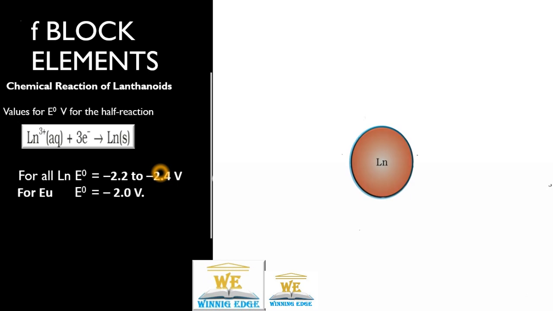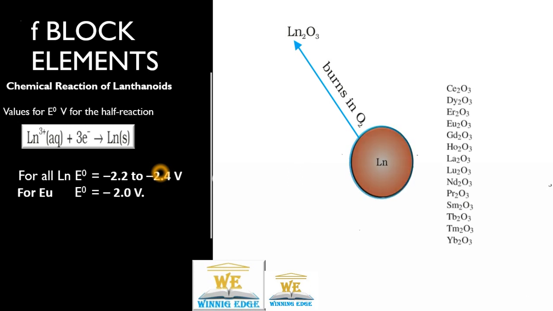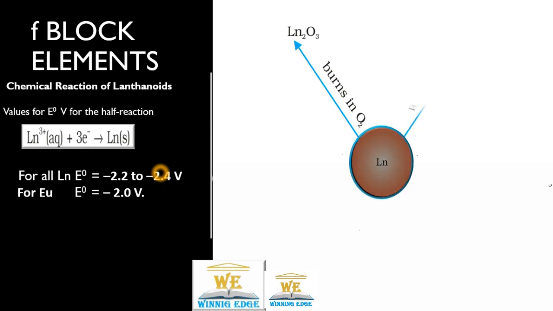Now, the standard reduction potential or standard electrode potential for the lanthanoid elements varies from -2.2 to -2.4, except europium, which is -2. Now let's have a look at certain chemical reactions of lanthanoids. First is oxidation. We get a lanthanoid trioxide. Uniformly we get the same stable compound.